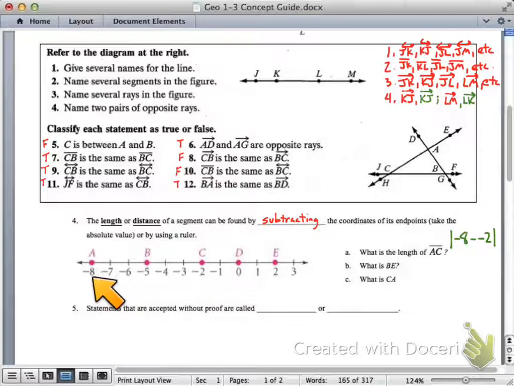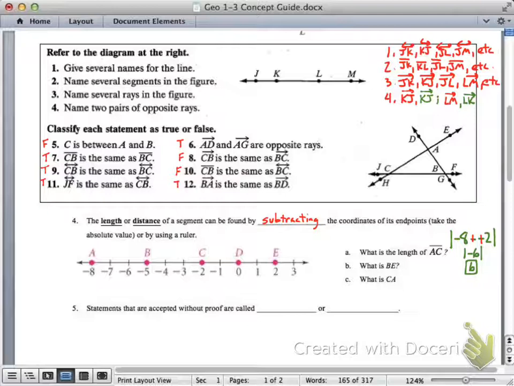Point A here is at -8. Point C is at coordinate -2, so -8 minus -2. I'm subtracting a negative. To do that, I'm going to add the opposite. -8 plus +2 is -6. The absolute value of -6 is 6. That is the length of AC, 6.